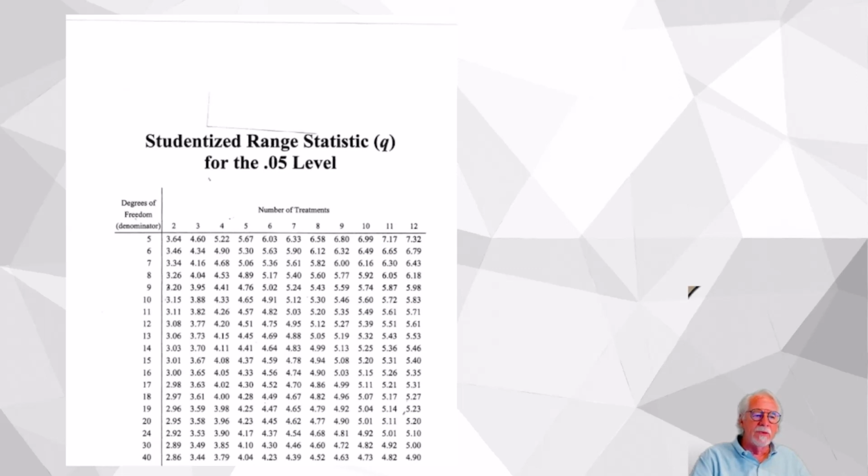Then Q, 3.77, times the square root of 0.88, which is 3.77 times 0.938, is 3.536. I rounded that off to 3.54, and this is my critical value.